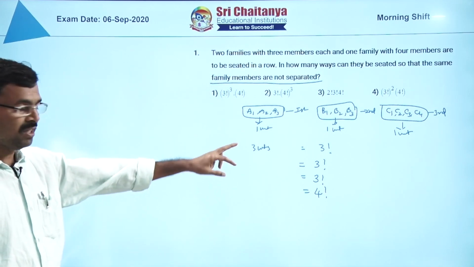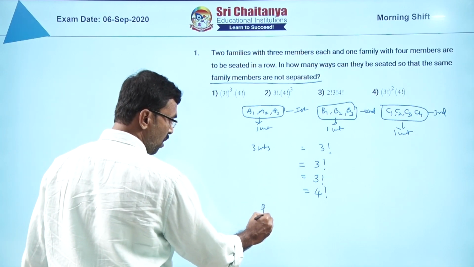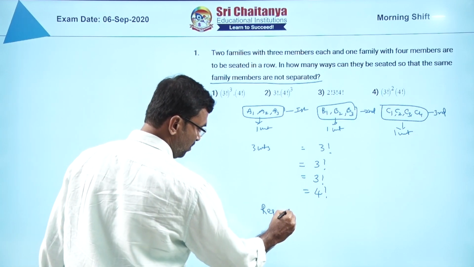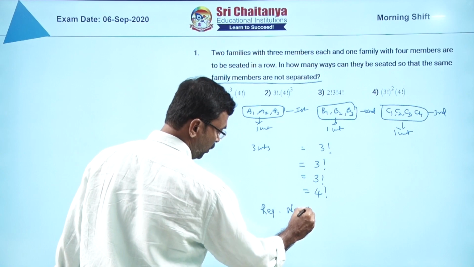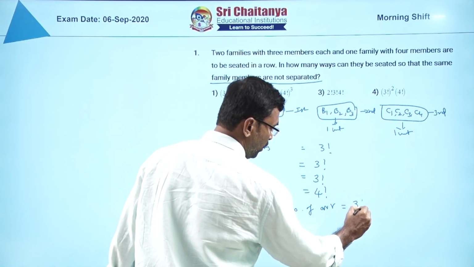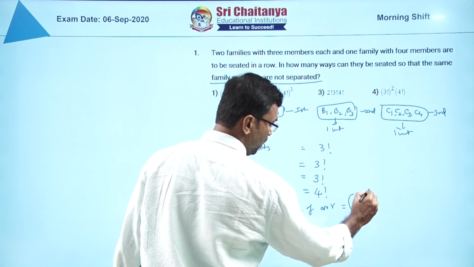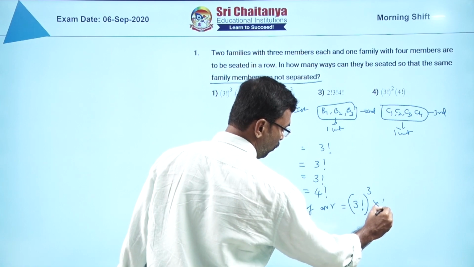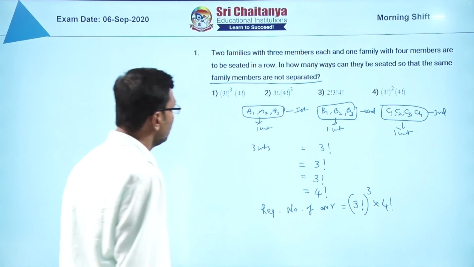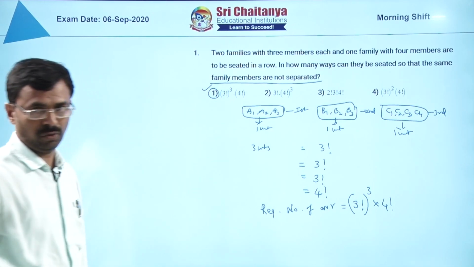So, by the fundamental principle of multiplication, the required number of arrangements is 3 factorial into 3 factorial into 3 factorial into 4 factorial. It is 3 factorial whole cube into 4 factorial. Hence, our option is 1. First option is the correct option.